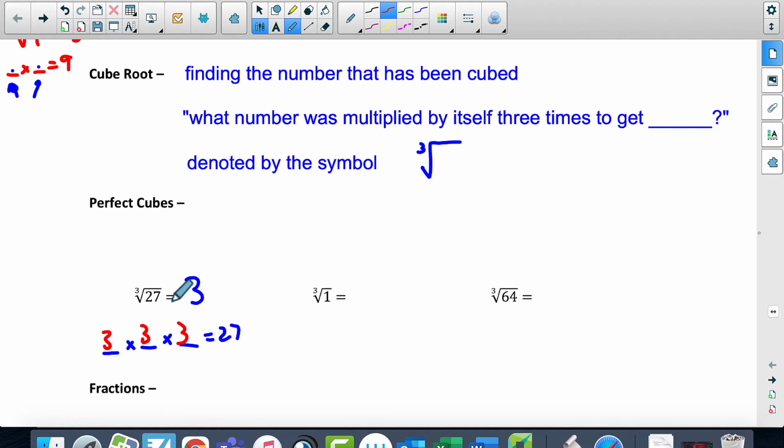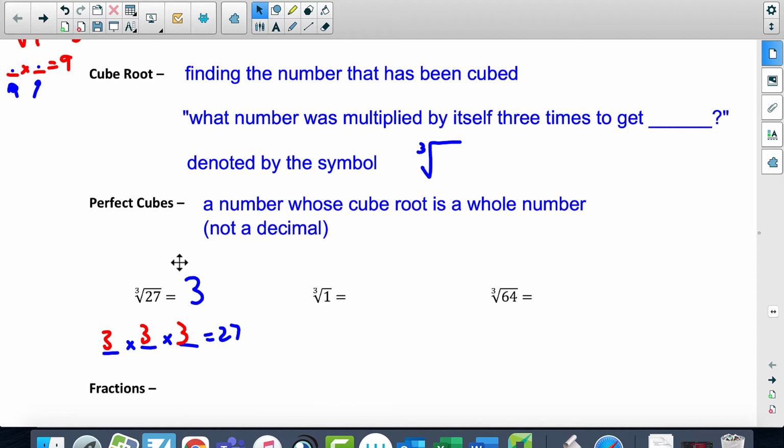Now, these numbers here, 27 and 1 and 64, these are perfect cubes. Remember your perfect squares? You could take the square root of a perfect square and not get a decimal. Well, perfect cubes are the same. You can take the cube root of them and not get a decimal. So let's look at 1, the cube root of 1.